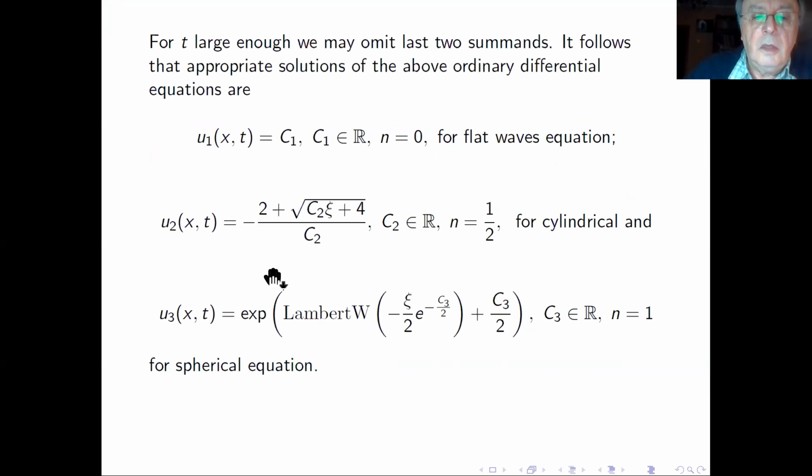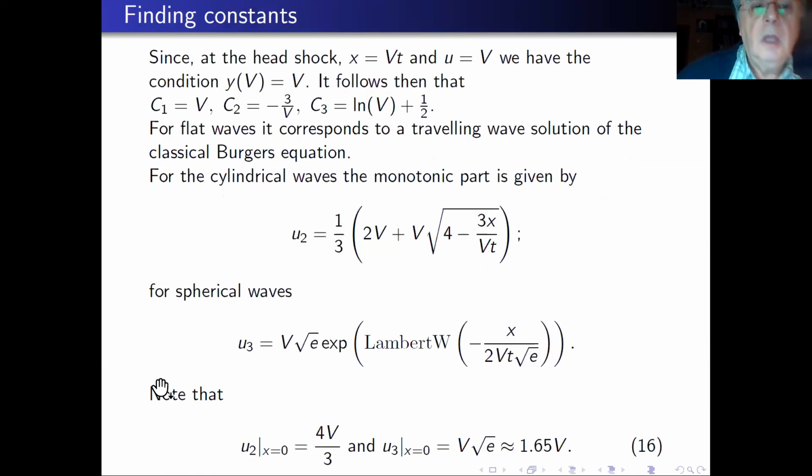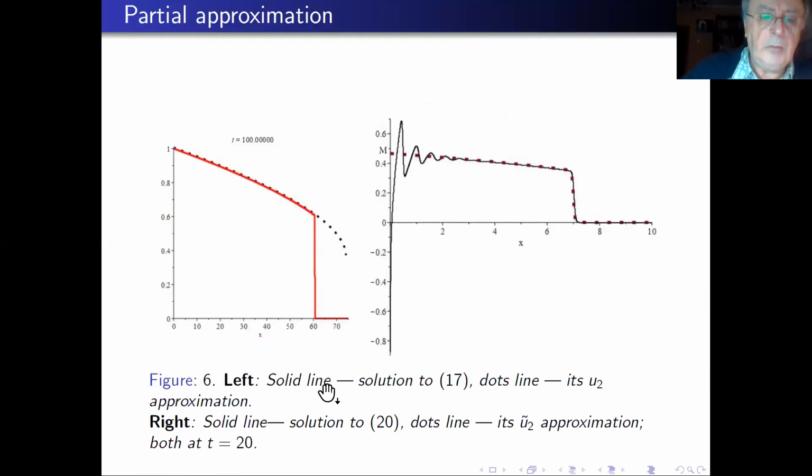Here you see, to be not very misty, I gave you the definition of it. The main thing is this line. Well, how to find these constants? At the shock, we have the x coordinate is v by t, and the amplitude is v. Substituting, we get the final form of approximation to the convex line, and the result is shown on the left part of this figure.